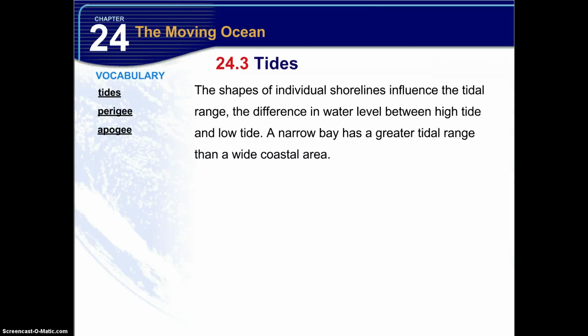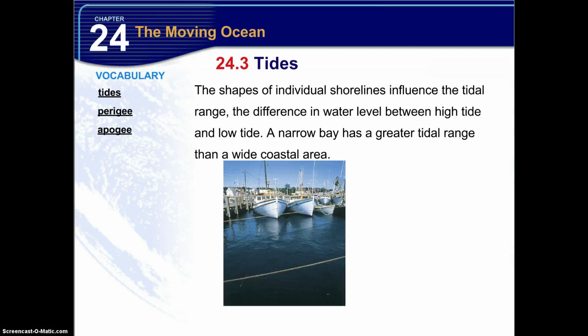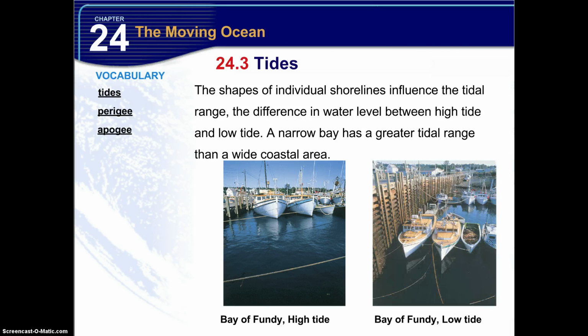Now, the shapes of individual shorelines influence the tidal range. Tidal range is the difference in water level between high tide and low tide. A narrow bay has a greater tidal range than a wide coastal area. Here's an example, a picture of the Bay of Fundy. This is high tide. The Bay of Fundy is on the coast of Nova Scotia in Canada. And then here's a picture of low tide. This is a very narrow bay.